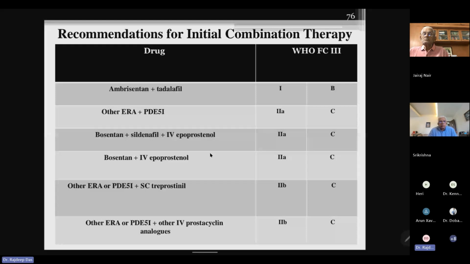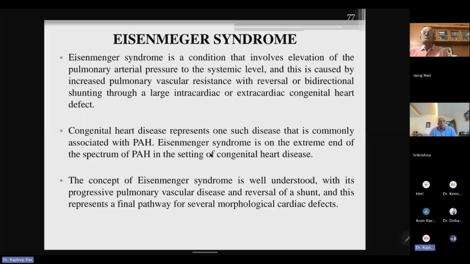Next, we can start with a little bit of Eisenmenger syndrome. Eisenmenger syndrome is a condition that involves elevation of the pulmonary arterial pressure to the suprasystemic level, caused by increased pulmonary vascular resistance with reversed or bidirectional shunting.